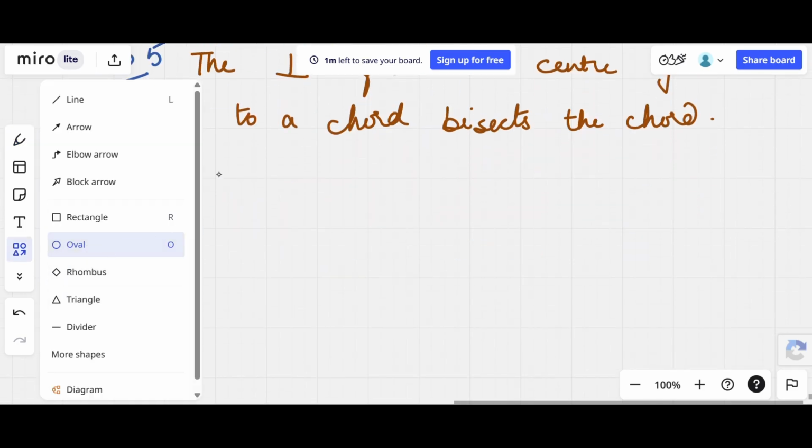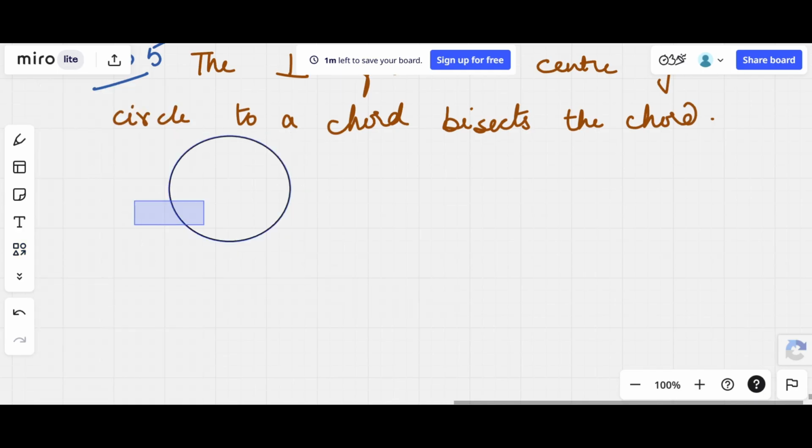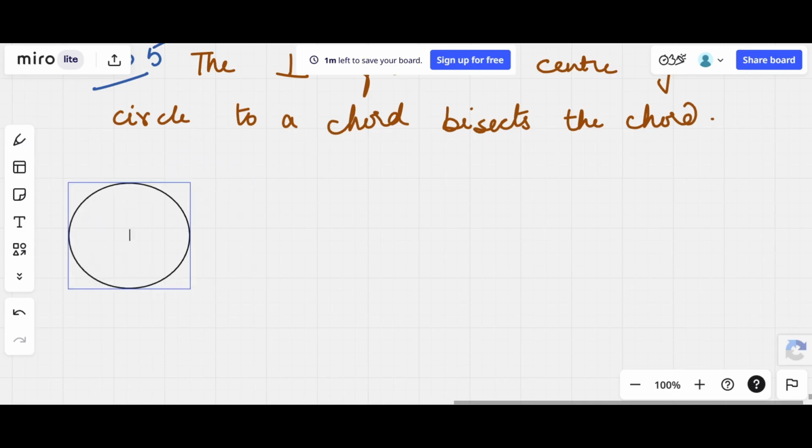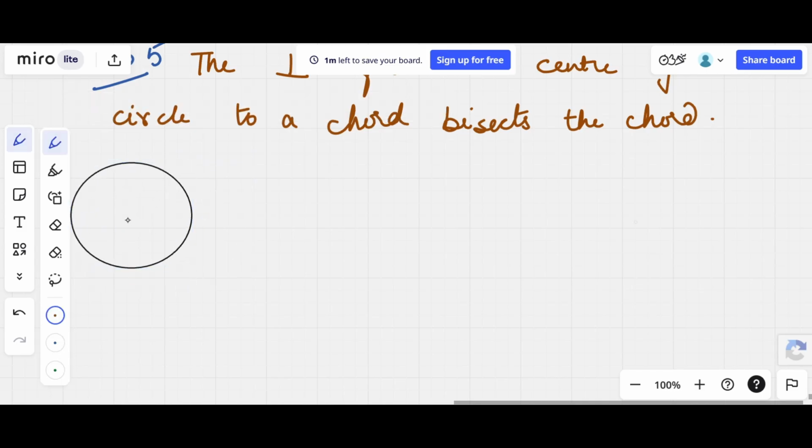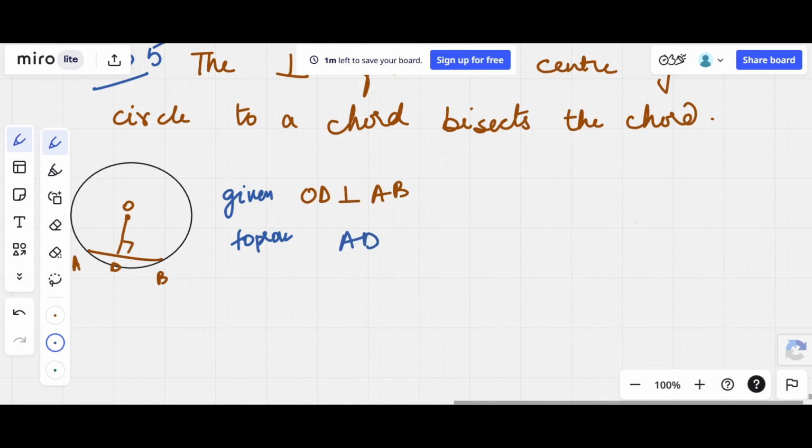So again, I'll draw the circle. Center O. My chord is there, AB. What did they say? It is perpendicular. They said OD is perpendicular to AB. Okay. This is given. What is there to prove? To prove AD is equal to BD. Correct?